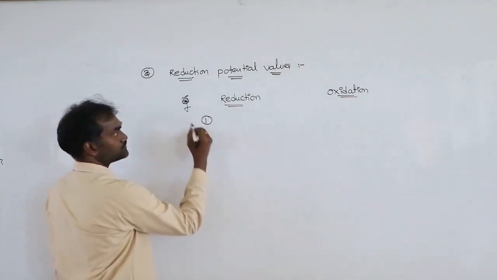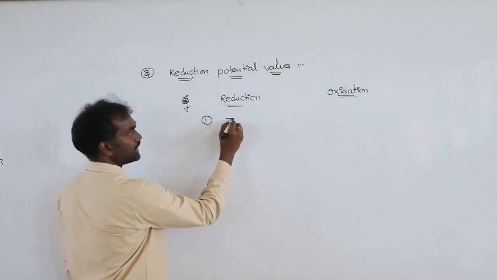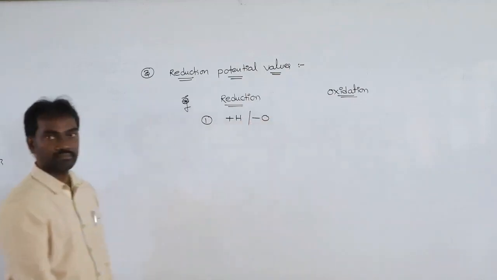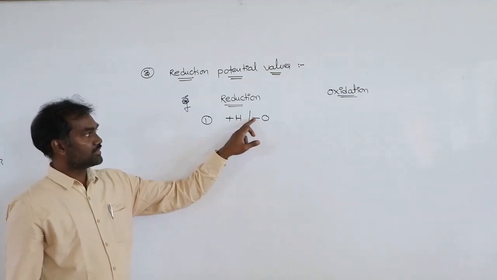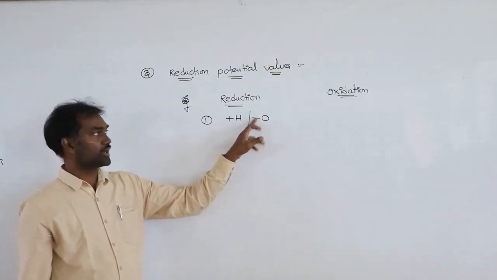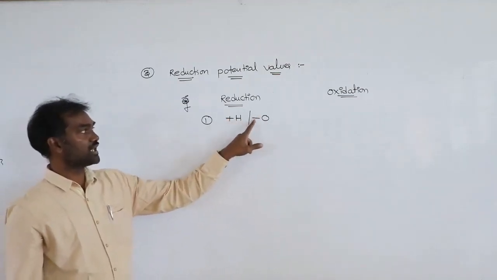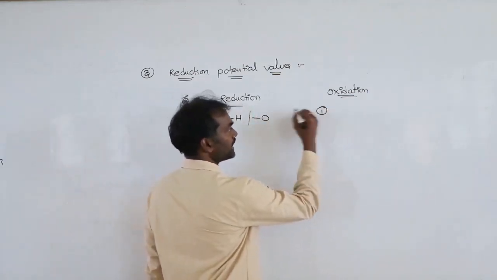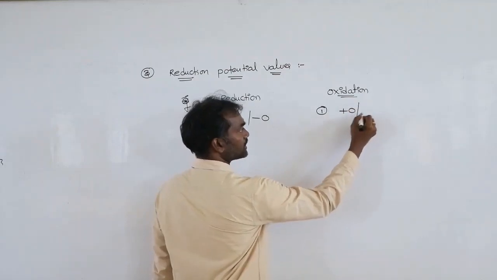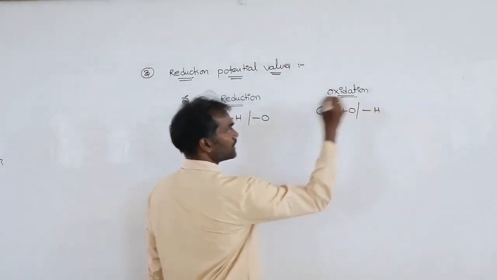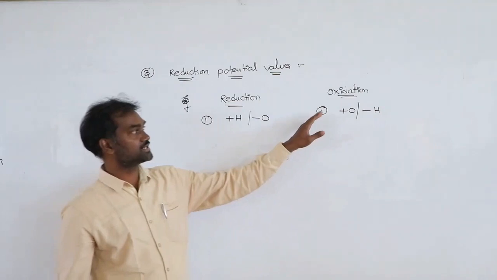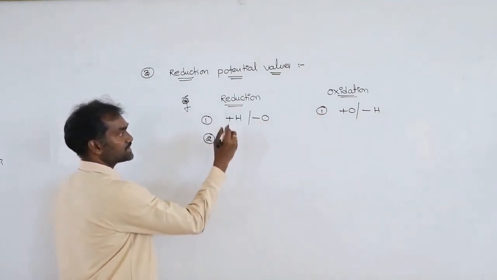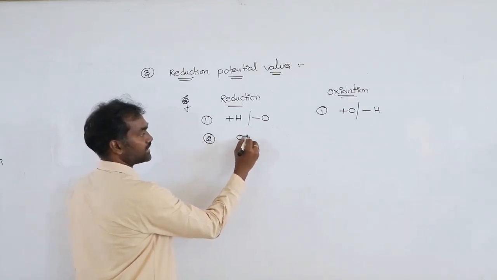Reduction means addition of hydrogen, otherwise removal of oxygen. Plus means addition, minus means removal, remember. Addition of hydrogen or removal of oxygen you call reduction. Oxidation is the exact opposite: addition of oxygen, otherwise removal of hydrogen, you call oxidation. This is one concept. Next, in any step, oxidation state.